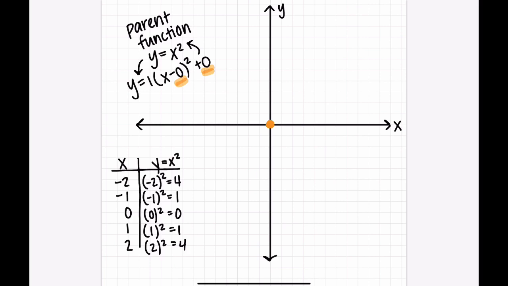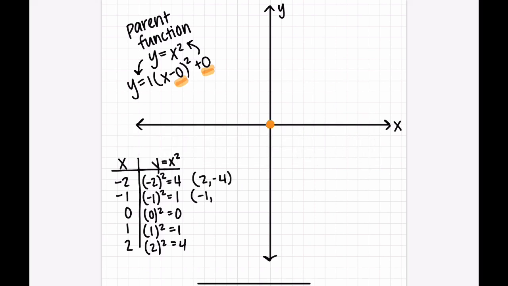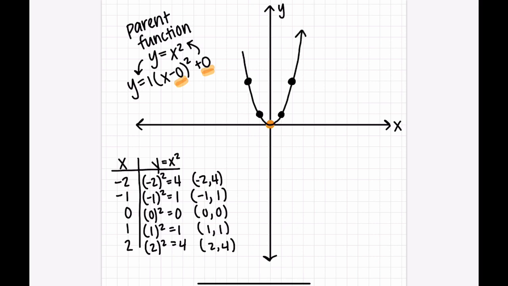So if x is -2, y is +4. X is -1, y is +1. 0, 0, 1, 1, 2, 4. All right, so we have the point -2, 4, -1, 1, 0, 0, +1, 1, and +2, +4. And remember, this creates our U-shaped parabola. So this is the parent function.